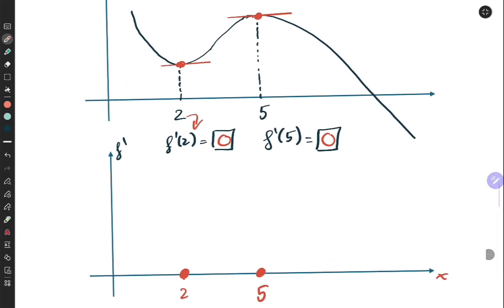I'm going to give you the first interval, before 2. Look at this. Focus on this one only, this blue one. What is the behavior of that blue curve? What is the behavior of that blue curve? Decreasing. Decreasing.